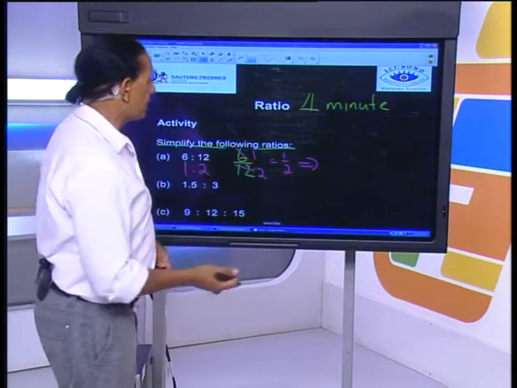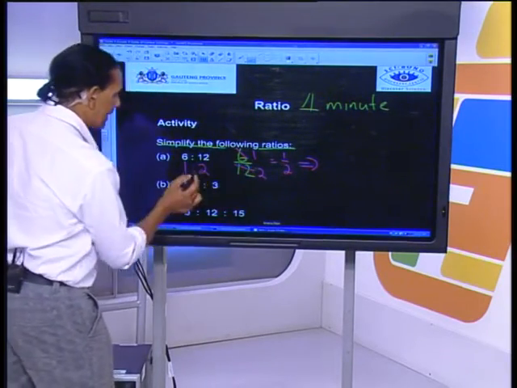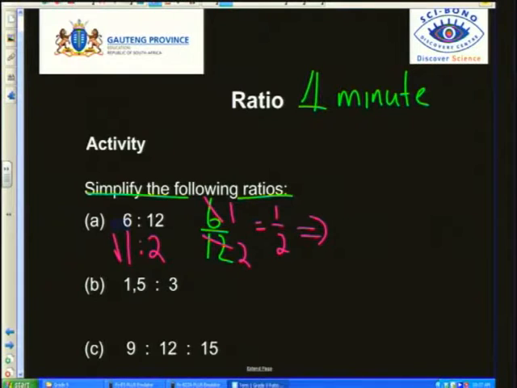And always, guys, it's advisable if you can have a 1, then that is a proof that it is in its simplest form. Right, let's see the next one. 1,5 is to 3. 1,5 over 3.